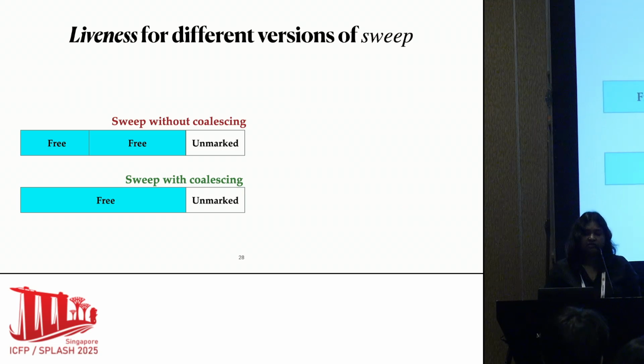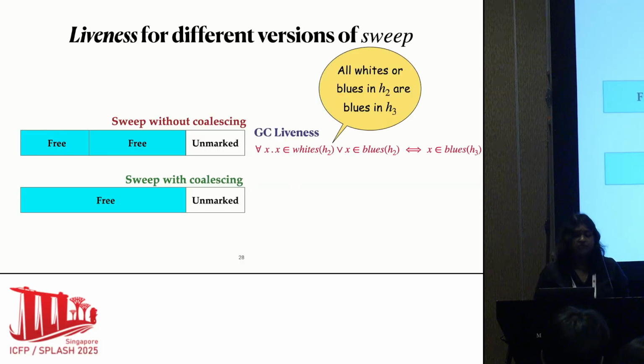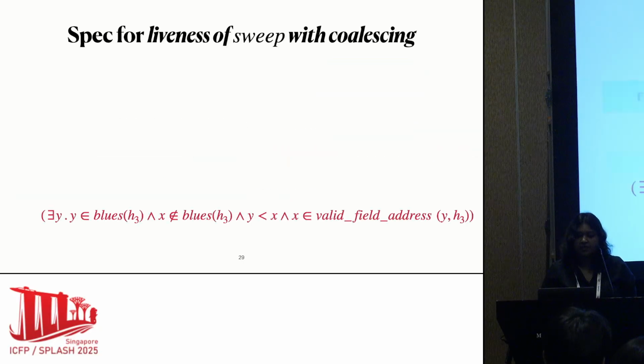Now for liveness, we have to consider two things. There are two versions of sweep: sweep with coalescing and sweep without coalescing. In sweep without coalescing, the liveness condition is very straightforward, because all whites are converted to blue, and that's actually the free object. So it's a one-to-one mapping. But in the case of sweep with coalescing, merging is happening with adjacent blue objects. That means during the reasoning, we need to consider the merging of objects, okay?